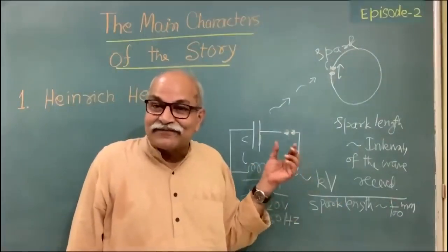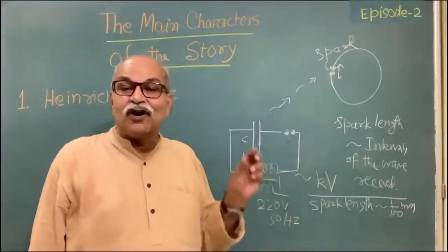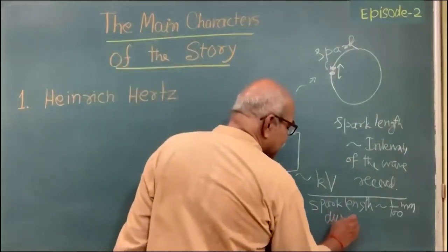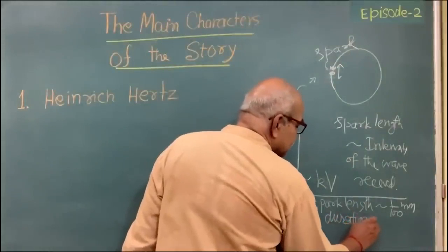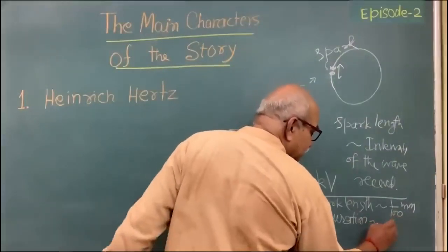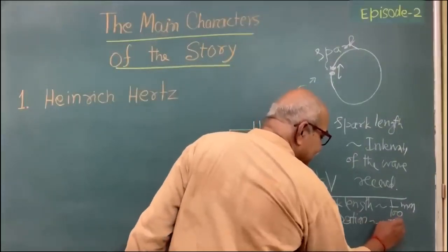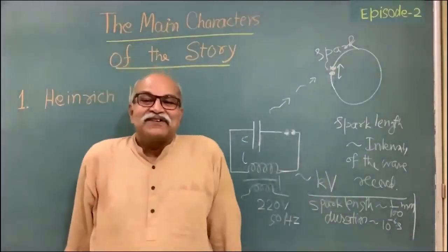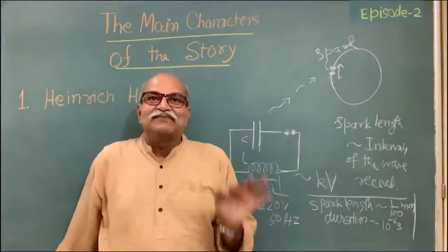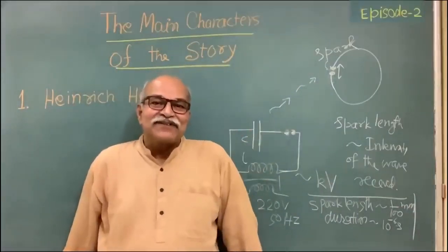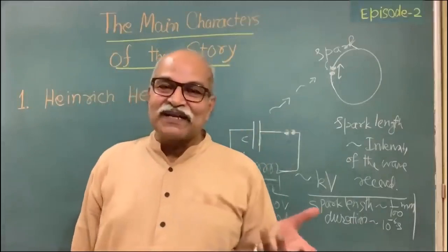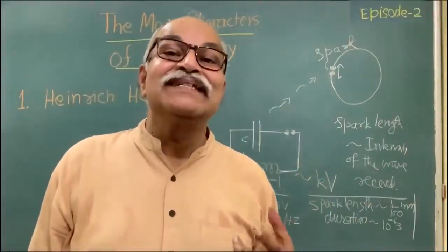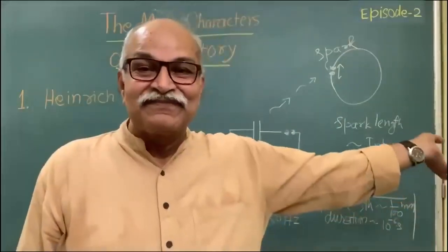That was the length. And for how much time? The duration of a spark was around a microsecond, 10 to the power minus 6 seconds. So if there is a spark for a microsecond and the length of the spark is 1/100 millimeter, how difficult it will be to see that there is a spark.